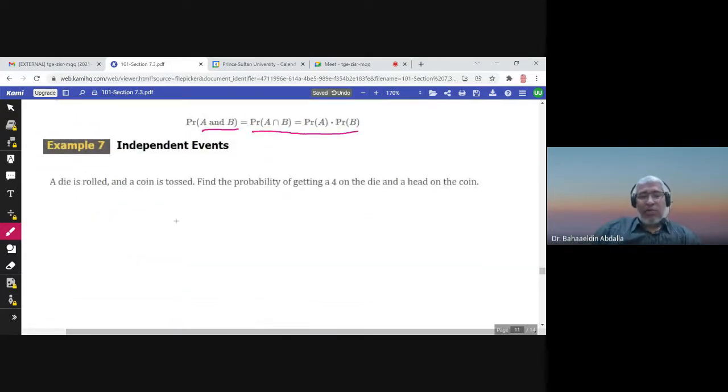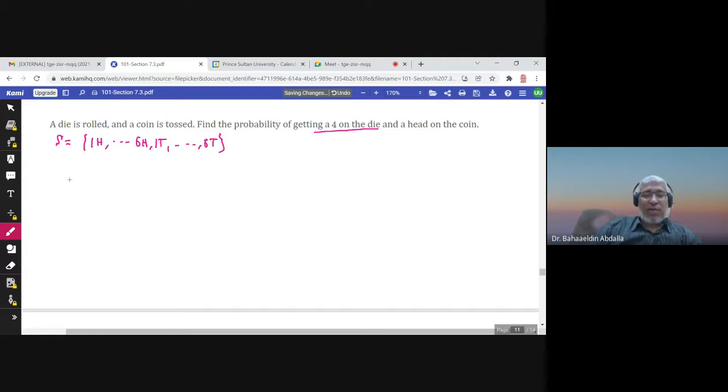A die is rolled and a coin is tossed. If I ask you what is the sample space, you roll a die and you toss a coin. So you could have one head up to six head or one tail up to six tail. Okay, so you have 12 outcomes. Find the probability of getting a 4 on the die. So he is asking about the probability of 4 and on the coin you get a head. So what is the probability of 4 and H?